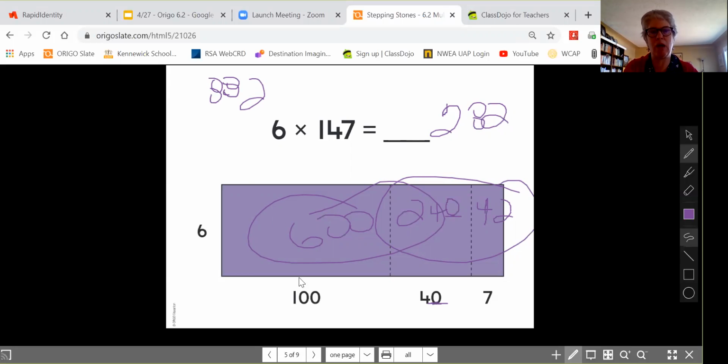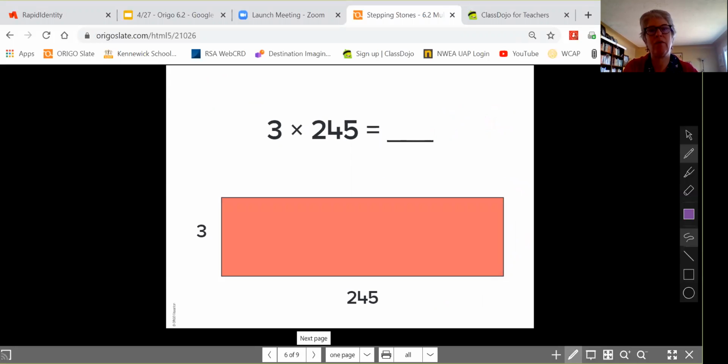Okay, let's try another one. I've got 3 times 245. So again, I'm trying to find the inside area of this. So let's go to my next slide. And again, I'm going to be splitting up my numbers by place value. So the 2 equals 200, the 4 equals 40, and the 5 equals 5 ones. Okay, so, whoops, let me erase that.